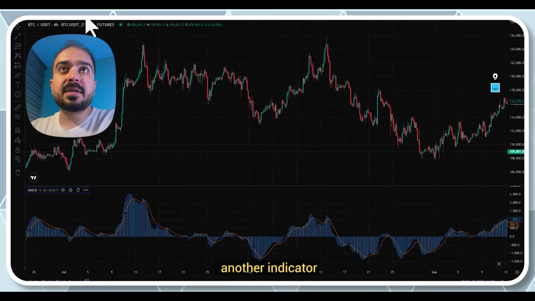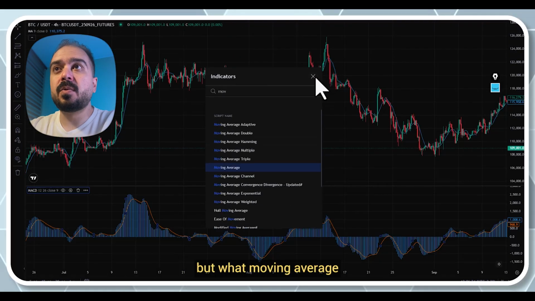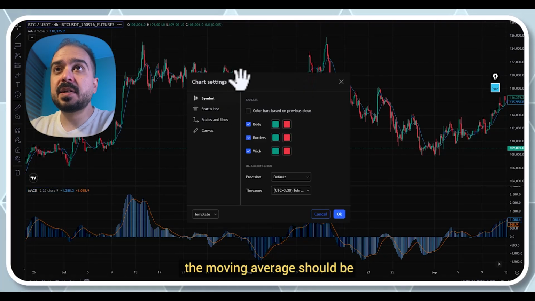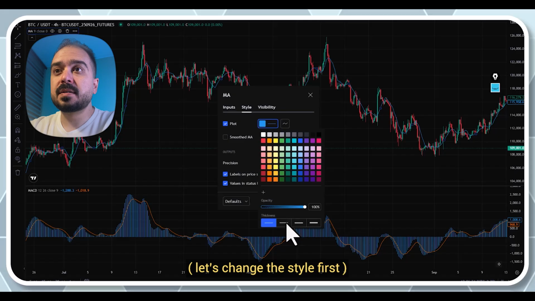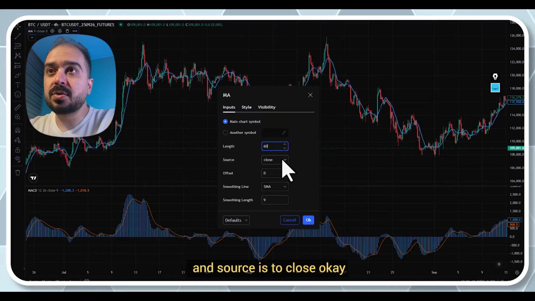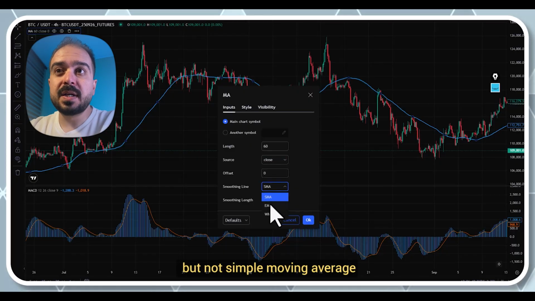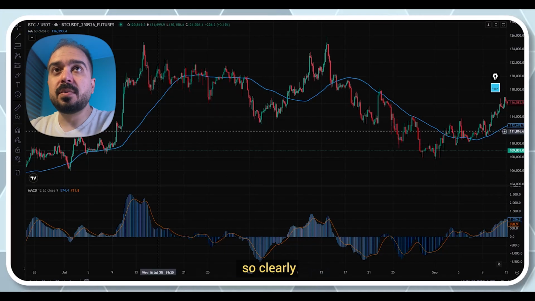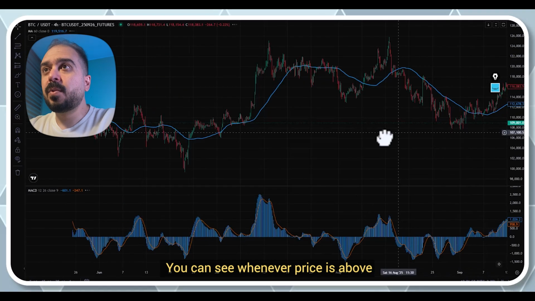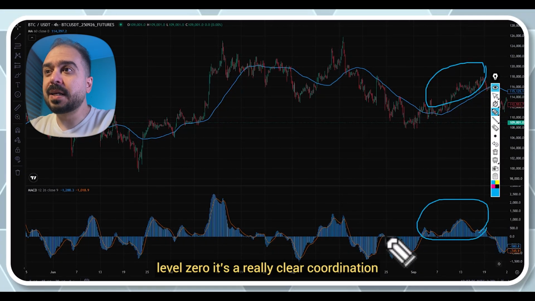So it's okay. Another indicator that we need to add is moving average. But what moving average? Let's change the style first. For input, we should have 60 and source is close, but not simple moving average. We need exponential moving average. So clearly you can see whenever price is above the moving average, MACD is above level 0.